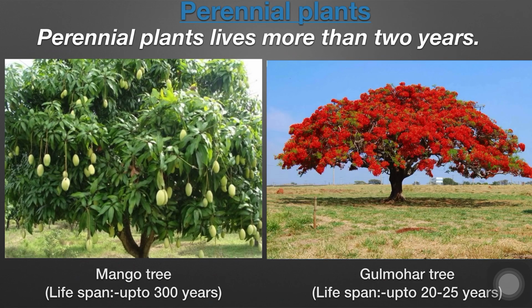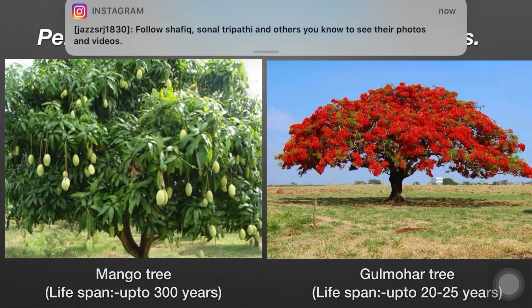Next, shrubs like the hibiscus and oleander, and trees like mango and gulmohar live for several years and bear flowers and fruits. They are called perennial plants. Mango tree grows up to 300 years and gulmohar tree grows up to 20 to 25 years.